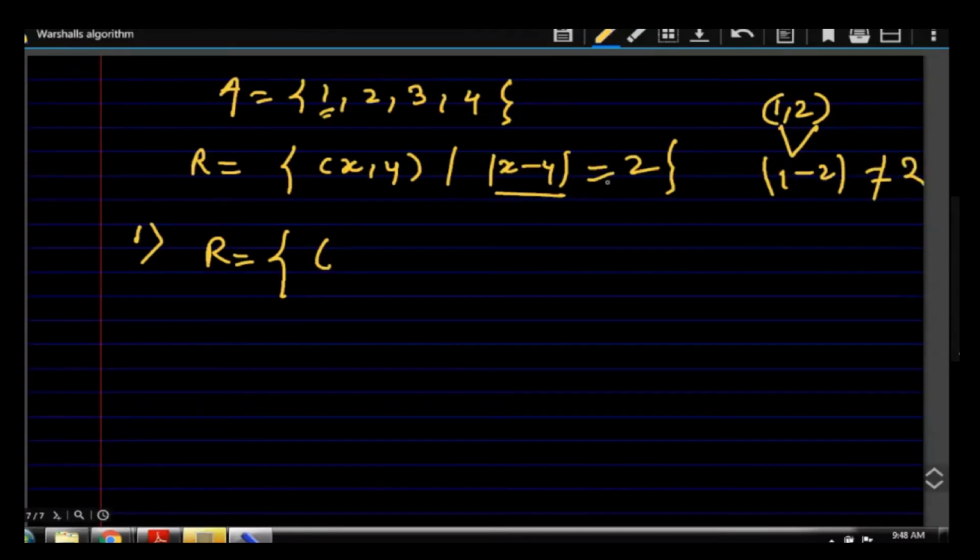So 1 comma 2 you cannot write, but 1 comma 3 you can write, because 1 minus 3 is 2 in absolute value. Don't consider the sign of the result. So this pair 1 comma 3 we can write in the relation, because the absolute value of 1 minus 3 equals 2. Then can we write 1 comma 4? No, because the result will be 3.